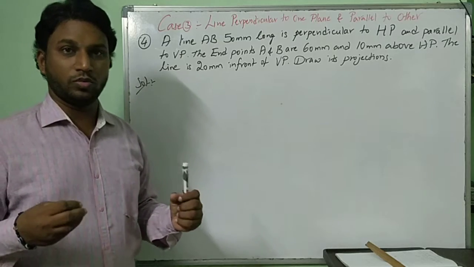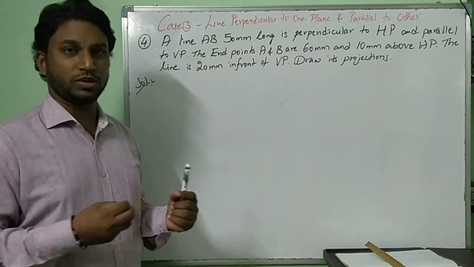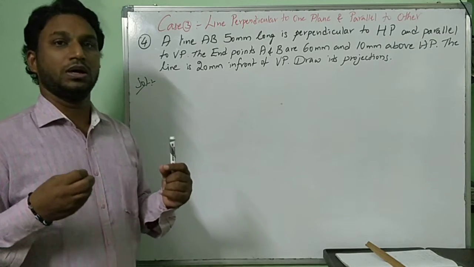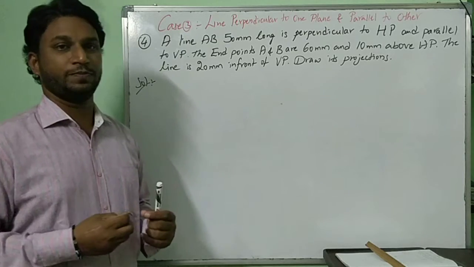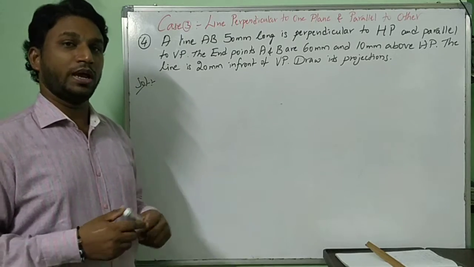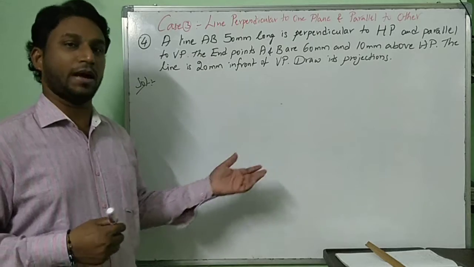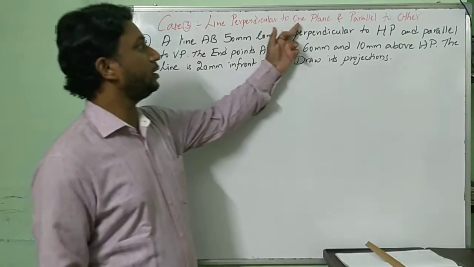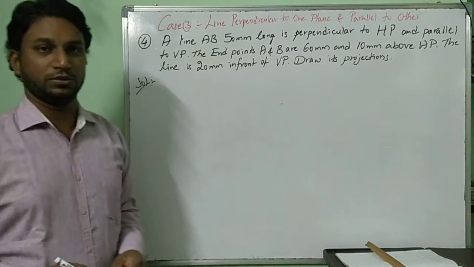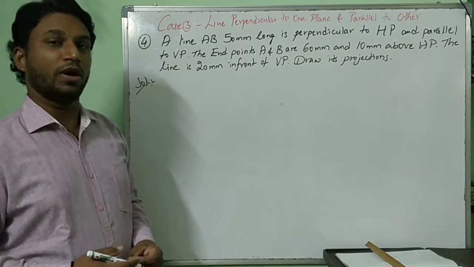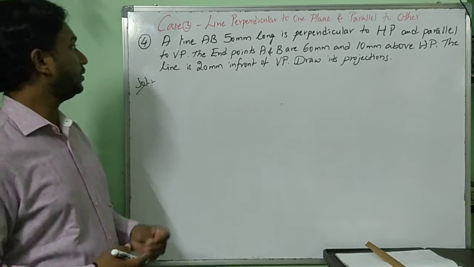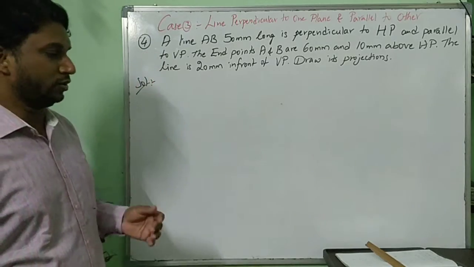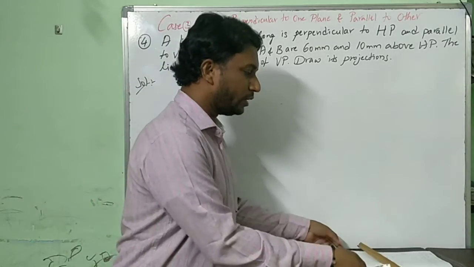Case 1, I hope you have gone through the previous video tutorials. Case 1 was line parallel to both the planes. Case 2, line contained in one plane and parallel to the other. Now case 3, line perpendicular to one plane and parallel to the other. Now we are at problem number 4. Line perpendicular to one plane.